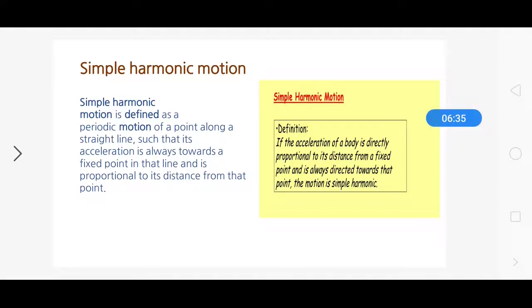I am mentioning that the motion of the particle must be in a straight line, such that its acceleration is always towards a fixed point in that line and proportional to the distance from the point, meaning distance from the mean position. So this is called simple harmonic motion. First of all, what are the conditions here? It should be periodic in nature and the motion of the point should be in a straight line such that its acceleration is always towards a fixed point and it is proportional to the displacement or distance from the point. It is called simple harmonic motion.